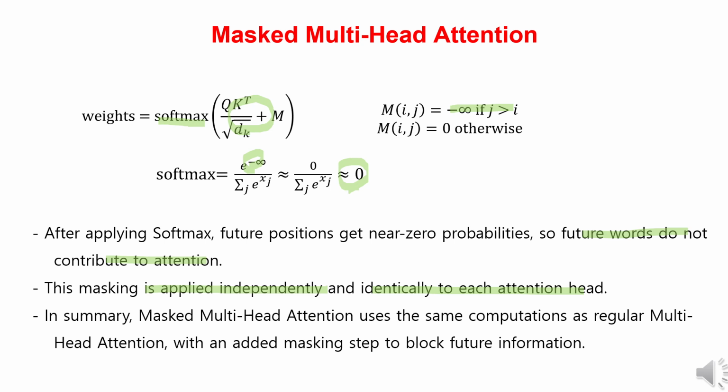Each head learns information from a different perspective, but the constraint that prevents access to future information is shared by all heads. In the end, masked multi-head self-attention follows the same computational process as standard multi-head self-attention, with the only difference being the additional masking step introduced to block future information.